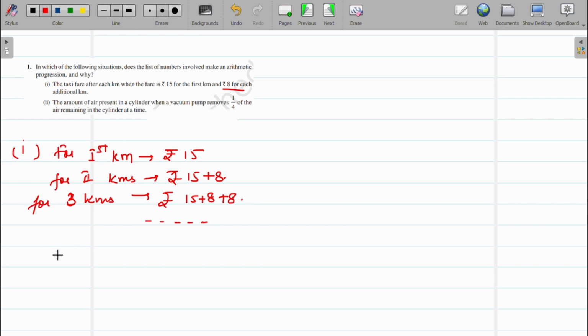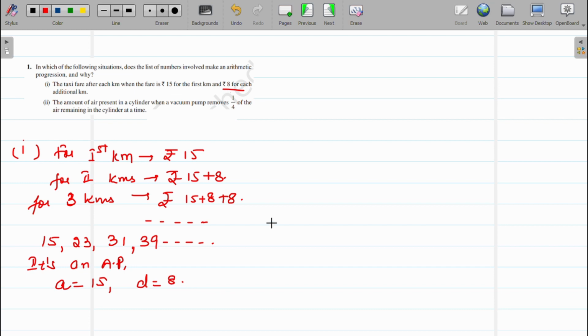So what is my sequence? I am paying 15 for 1 kilometer. I am paying 15 plus 8, 23, for 2 kilometers. Then I am paying 31 for 3 kilometers. I will pay 39 if I go for 4 kilometers, and so on. So clearly it's an AP. It's an AP with the first term A equal to 15 and common difference D equal to 8.